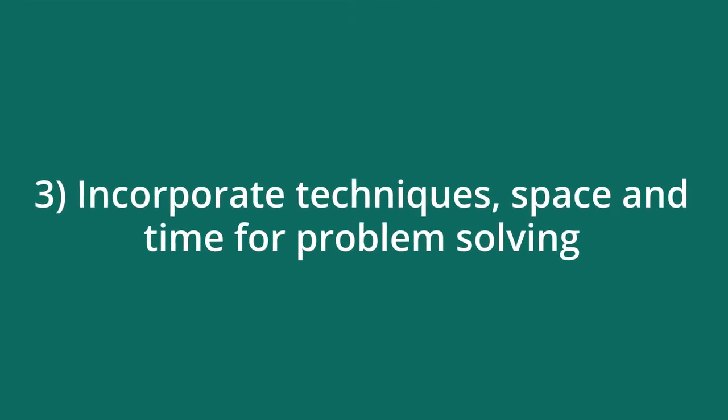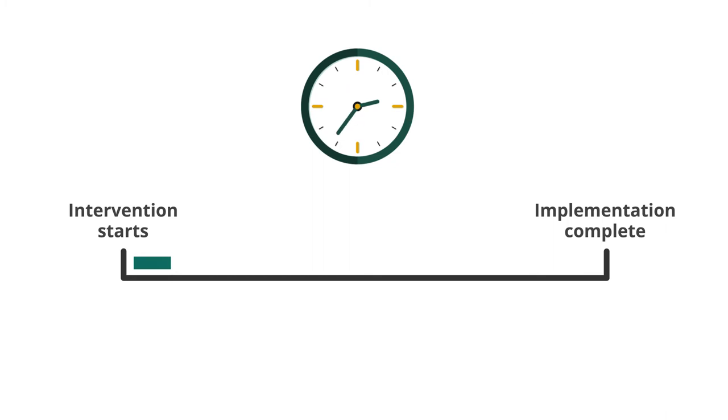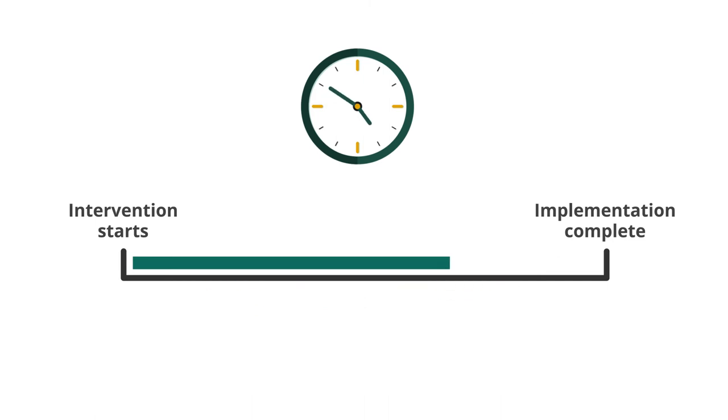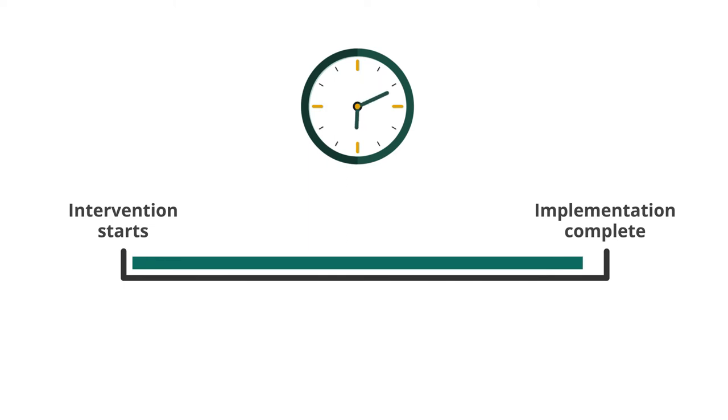Incorporate techniques, space, and time for problem solving. The length of support should be long enough for solutions to be implemented, but not too long such that other emerging priorities and problems take precedence. Techniques such as reverse curriculum, where the classroom is used for problem solving rather than theory, and tools focusing on the customer such as Business Model Canvas, Lean Startup and others, rather than outsourced business planning, have proven more effective.